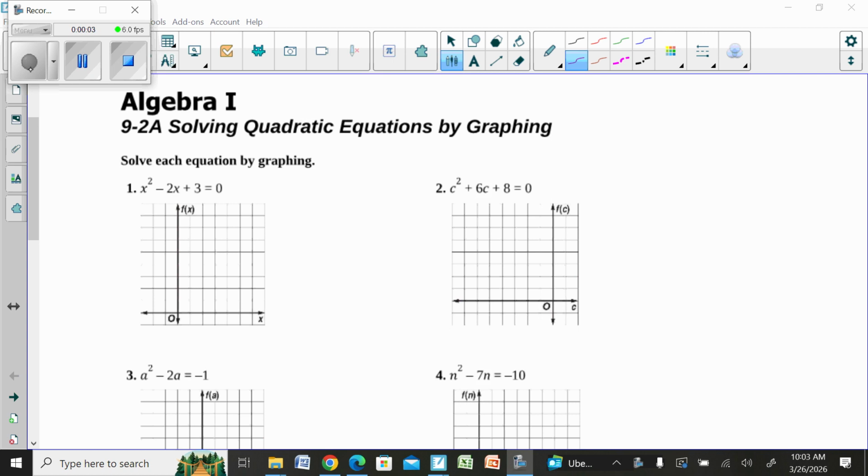Okay, so you should have your 9-2A worksheet in front of you, and then you should also have your graphing calculator to assist you in this. This is just a build off of what we already did before spring break, which was graph these things. But when we graph them, we can actually see the solutions to the actual equation. So it's a little funky.